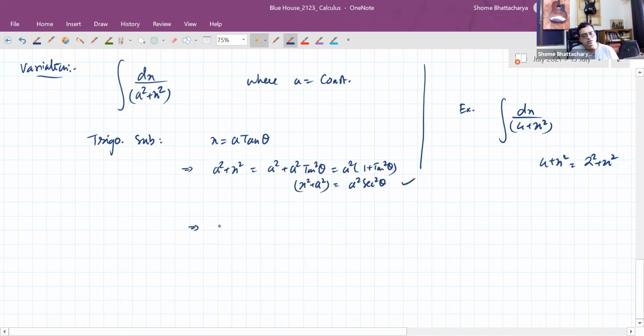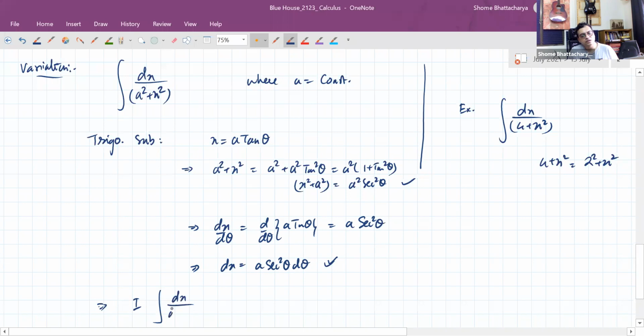And then of course, dx by d theta is the derivative of a tan theta. A is just a constant, so it's a sec square theta. So that means in the numerator we can substitute dx as a sec square theta d theta. So these two things are now substituted in the integral. So the integration, which was originally dx upon a square plus x square, now becomes a sec square theta d theta in the numerator, and the denominator is replaced with a square sec square theta. So 1 by a is just a constant, it comes outside. And again, we have the same kind of thing.